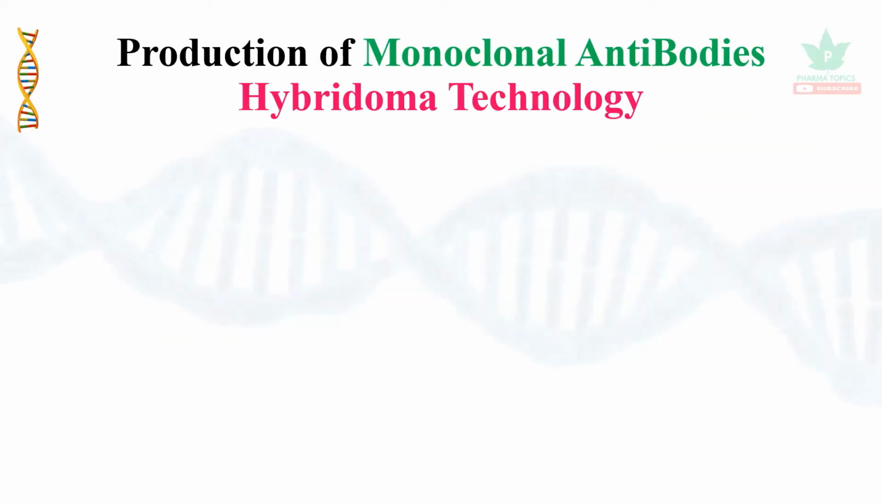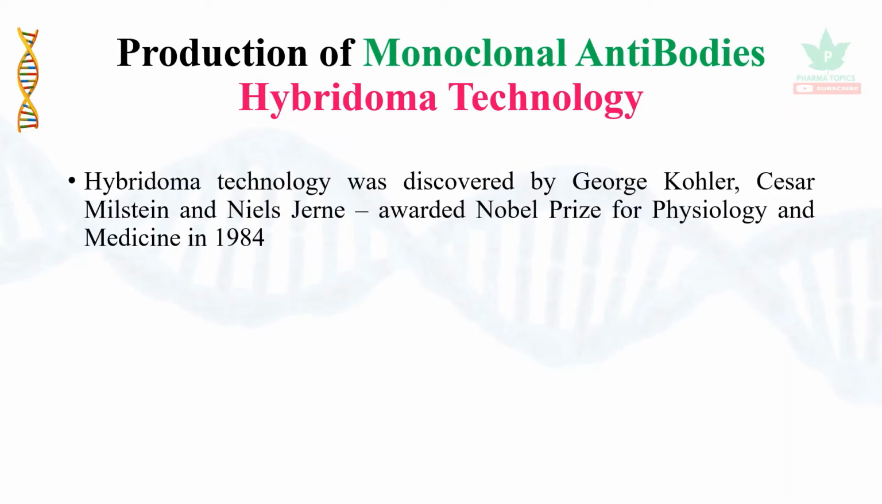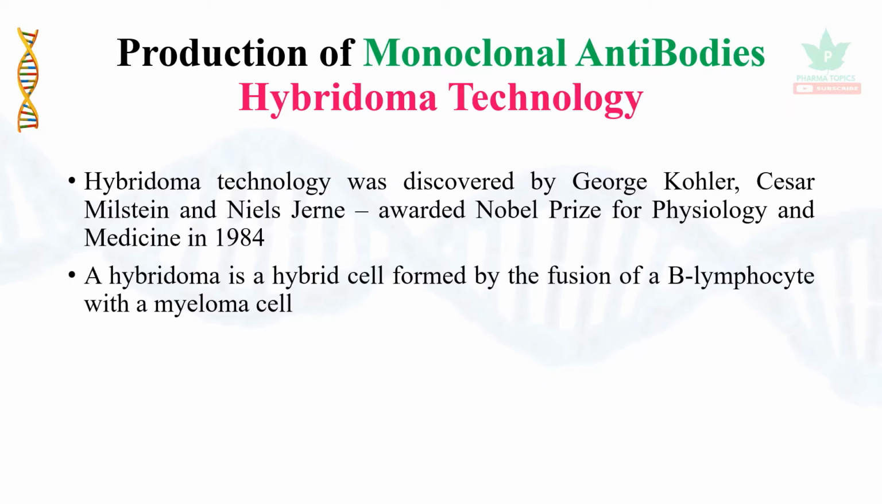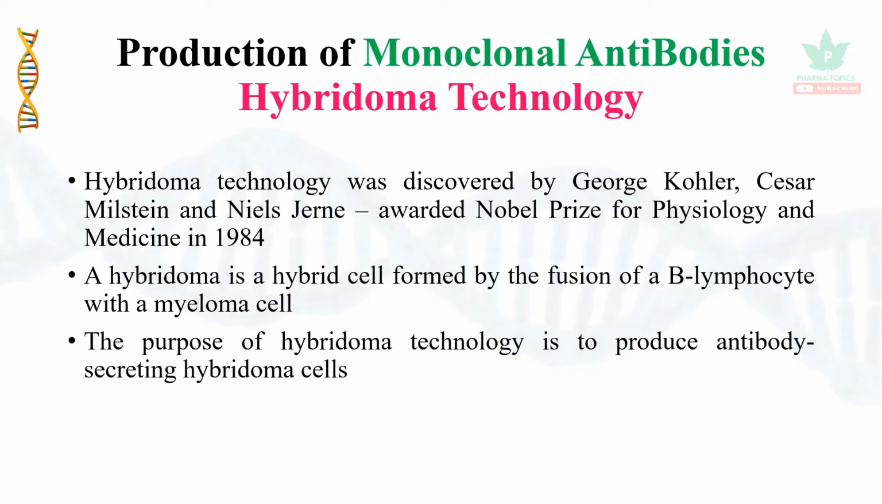Let us see how monoclonal antibodies are produced. There is an important technology called hybridoma technology. Hybridoma technology was discovered by Georges Köhler, César Milstein, and Niels Jerne. They were awarded the Nobel Prize for Physiology or Medicine in the year 1984 for this technology. A hybridoma is a hybrid cell formed by the fusion of a B lymphocyte with a myeloma cell. The purpose of hybridoma technology is to produce antibody secreting hybridoma cells.